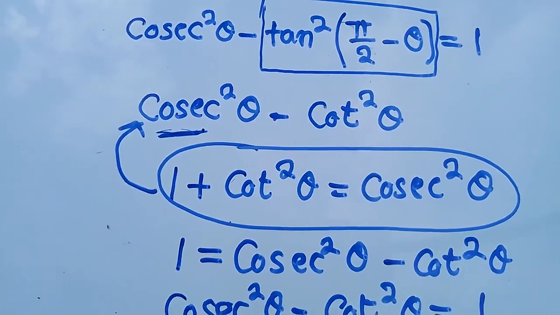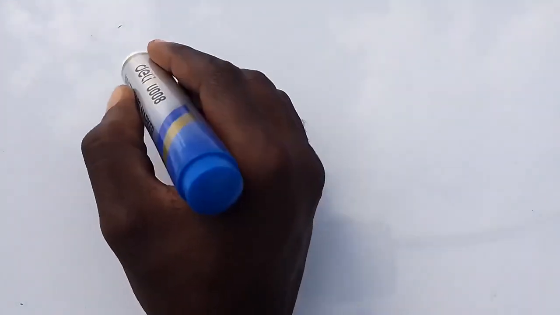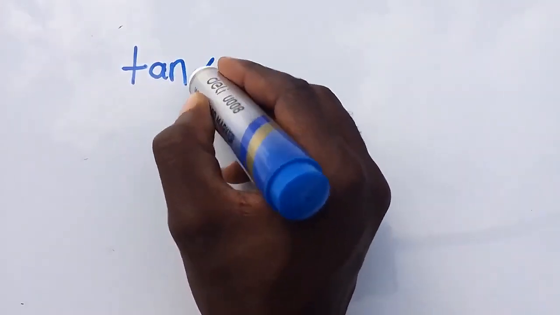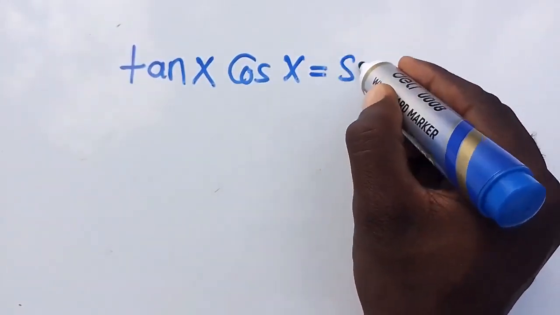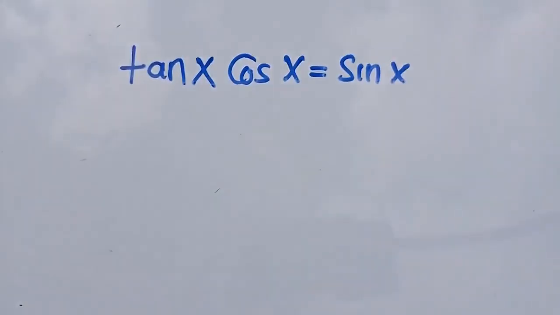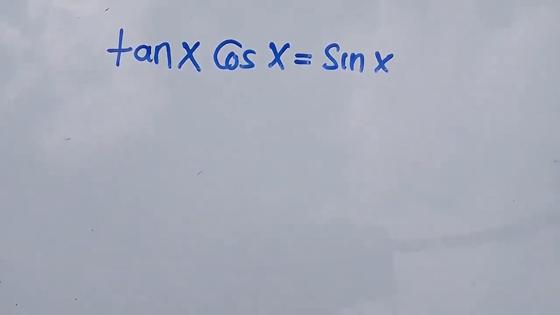So let us now move to the next question. We are just revising through these identities. What if you are given something like this? Tan x cos x is equal to sin x. How can you handle this type of identity that you are told to verify?